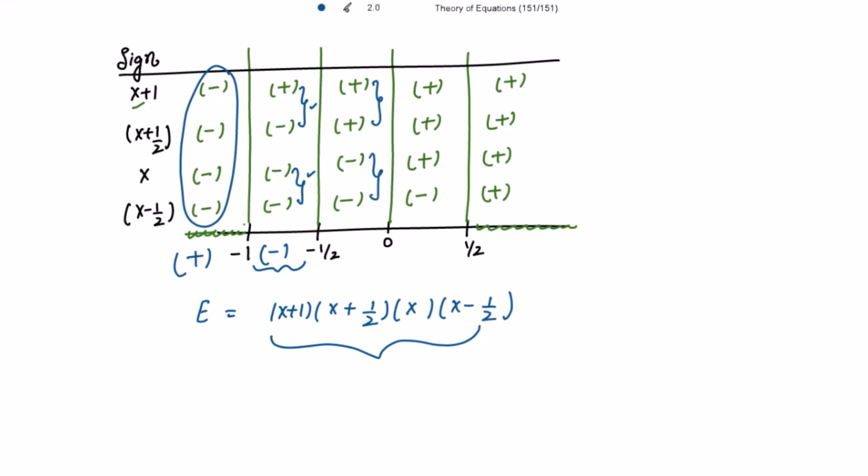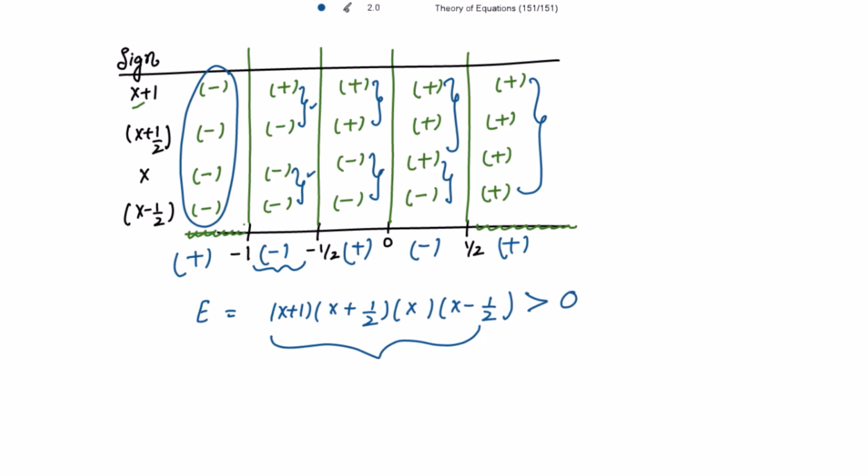The product of these two signs is positive. Product of these two signs is positive. So product of positive and positive is positive. Product of these three signs is positive, and positive and negative becomes negative. Please remember, we are getting the product of the signs. And the product of all these signs is positive. So in which interval are we getting E to be positive? That interval we need to write now.